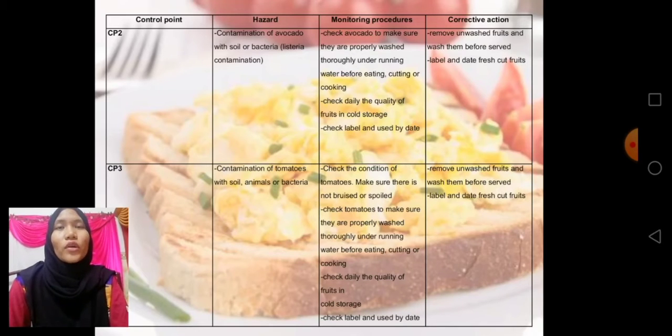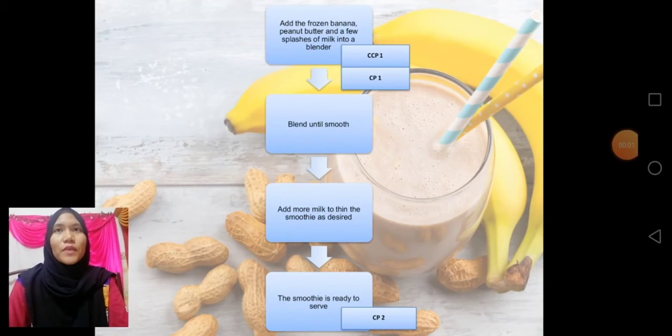And we check daily the quality of the fruit in the cold storage before we use it to cook, and check the labels and use by date. So the corrective actions that we do: remove the unwashed fruit and wash them before we serve, and label and date fresh cut fruit. So for the second menu, we have banana with peanut butter smoothie.